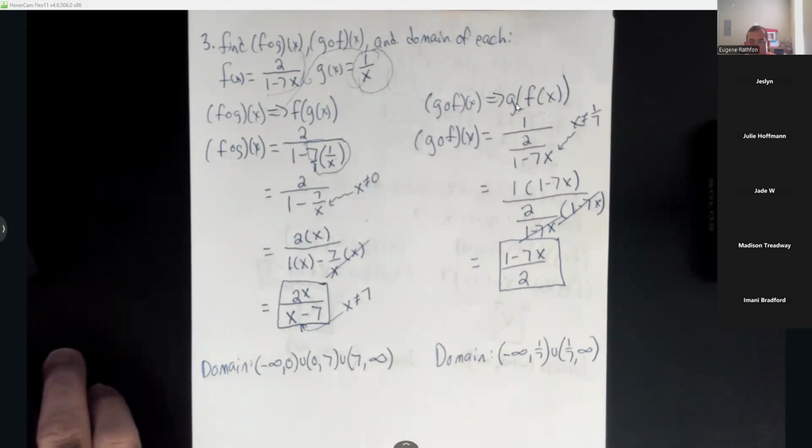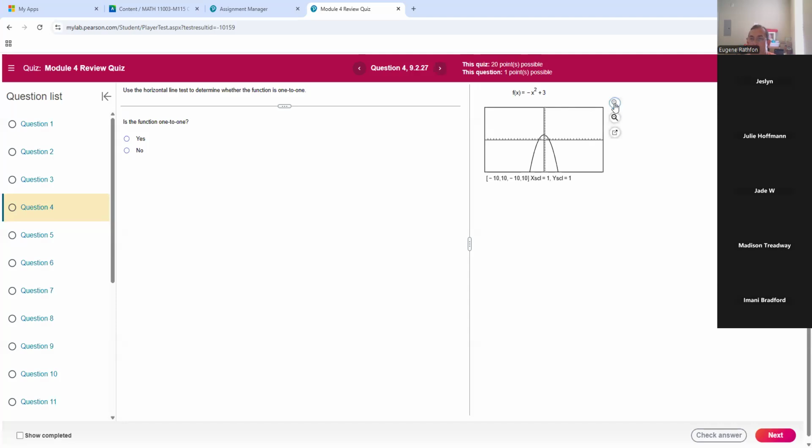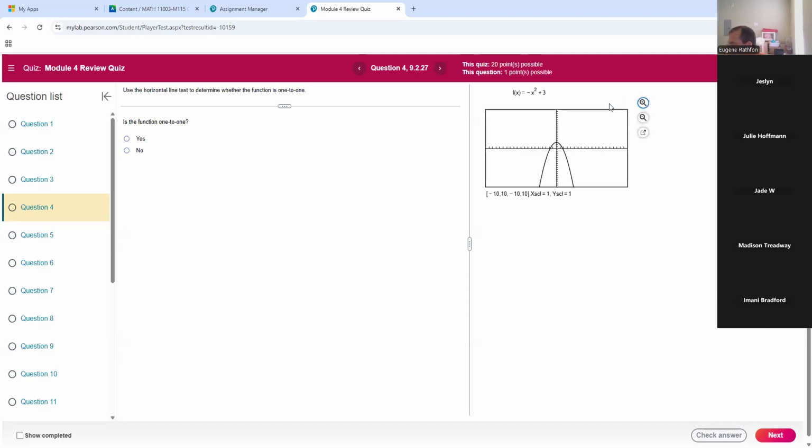All righty, y'all. So number 4, we're going to go to Math Lab and look at how they got number 4. The question was using the horizontal line test. So they're telling you to use a horizontal line to determine if this is 1-to-1.